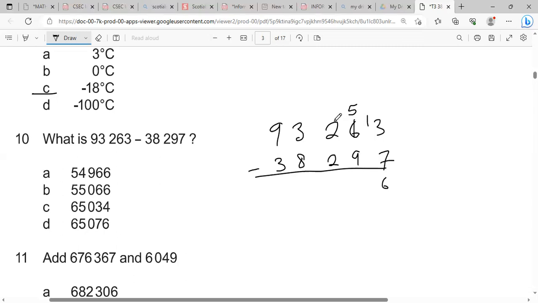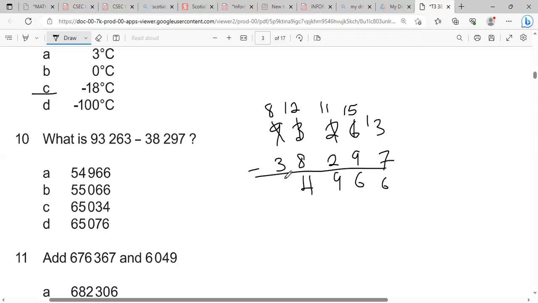9 from 5, we can't again. So we're gonna take 1. So this becomes 15. 15 take away 9, leaves 6. 2 from 1, we can't. So we're gonna take 1. 2 from 11, that leaves 9. 8 from that, we can't. So we take 1. This becomes 12. And then 12 minus 8 gives us 4.